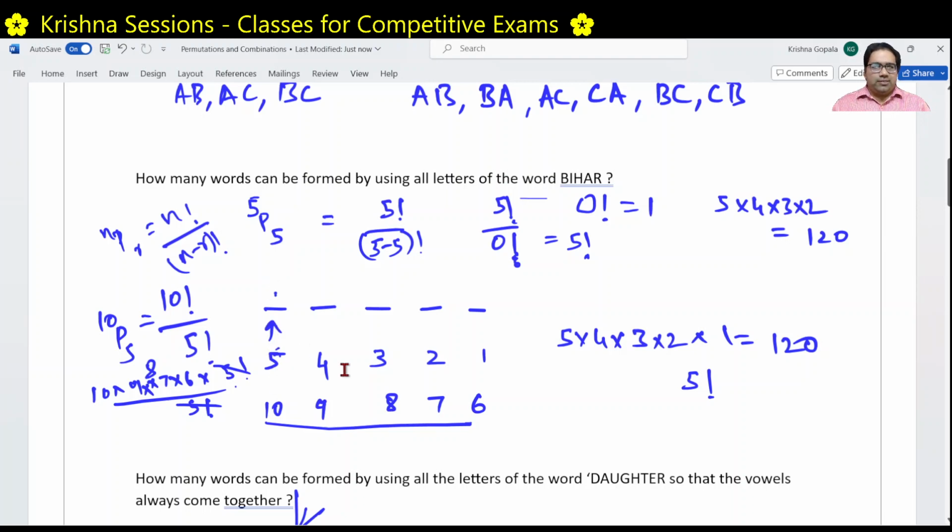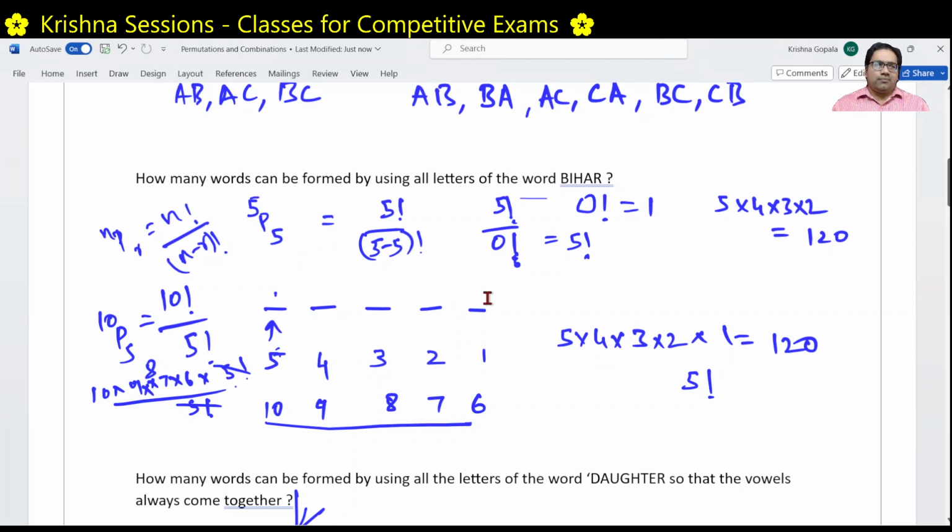So it is 5. Second slot you have only 4 options, because one letter we have already taken. Third letter, we have 3 options only. Fourth letter, we have 2 options only. Fifth letter, there is no option. Whatever is left, you have to fill with that. So what is the total number of permutations possible? Here we have 5 options, here 4, here 3, here 2, here 1. This into this into this into this into this: 5 into 4 into 3 into 2 into 1 is equal to 120.